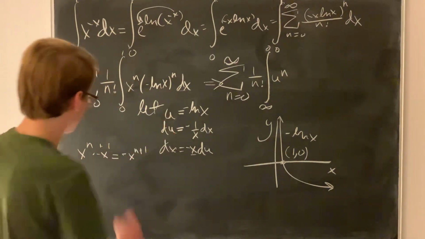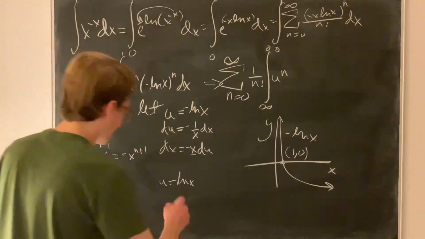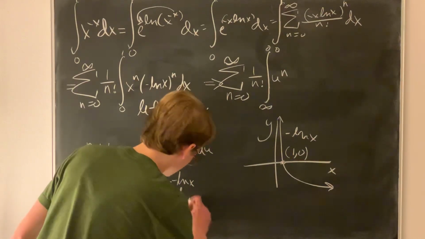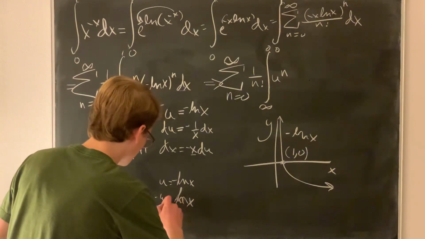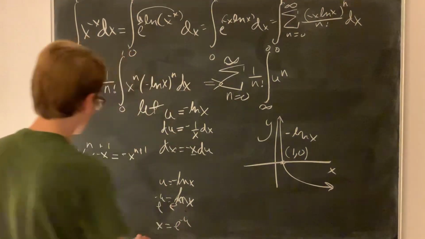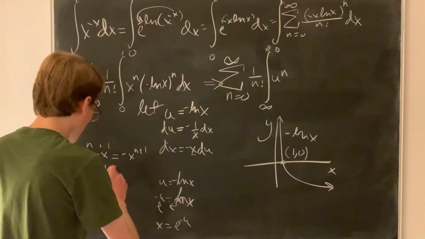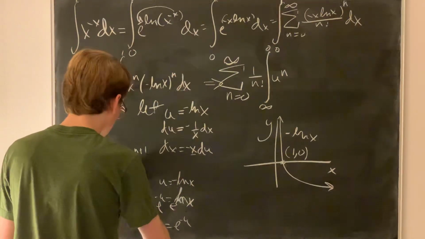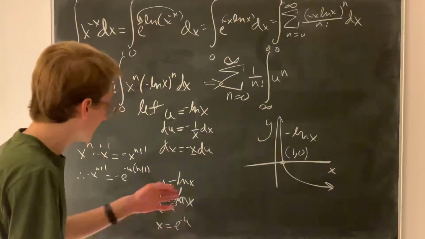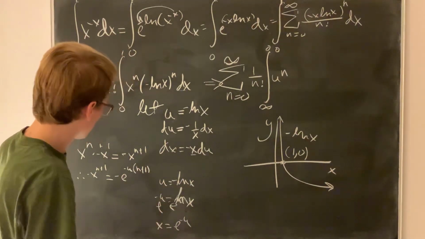So this is going to be negative x to the n plus 1. And recall that we've said u is the negative natural log of x. If we multiply both sides by negative 1, negative u equals the natural log of x. We raise both sides to the e, and we can conclude that x is equal to e to the negative u. Based on this definition, negative x to the n plus 1 is going to give us negative e to the negative u times n plus 1, because we're raising e to the negative u to the n plus 1, so we can just multiply the exponents.